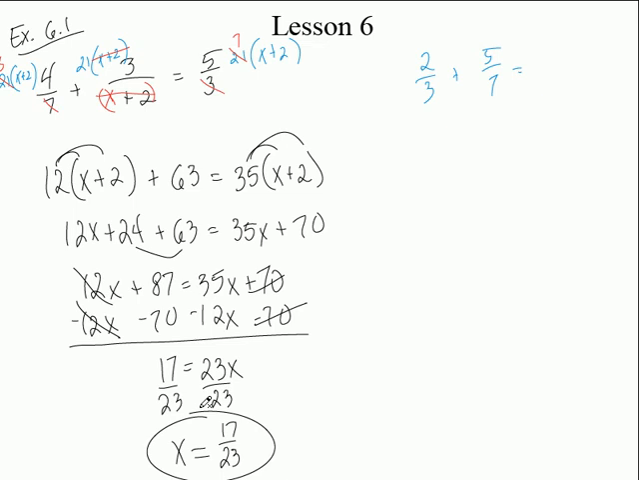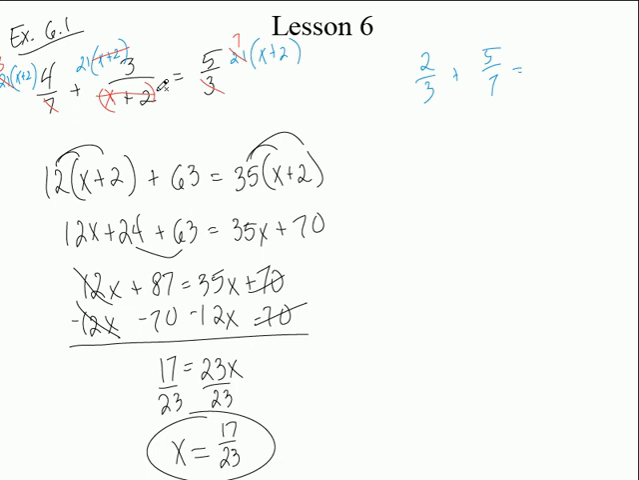Here's all the steps I was going through right here. Okay. All right, and then there it is. 17 over 23 is your answer. Simple. So the thing that's kind of new to you probably is getting rid of those denominators.